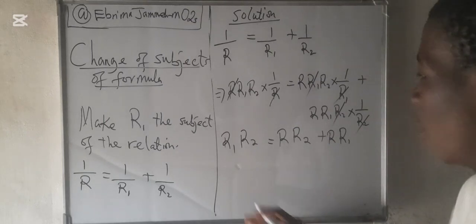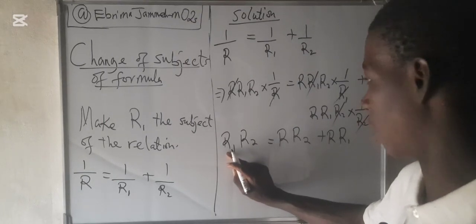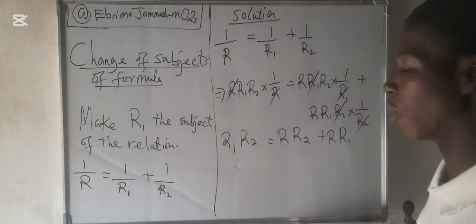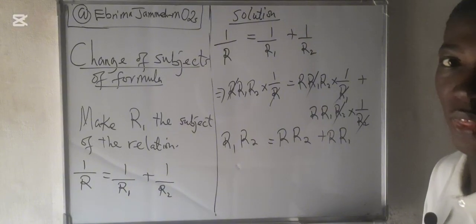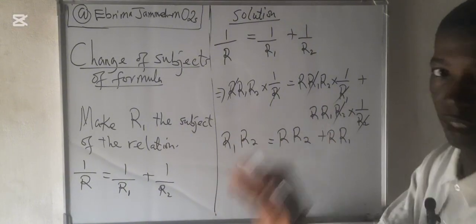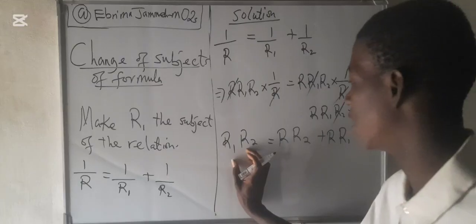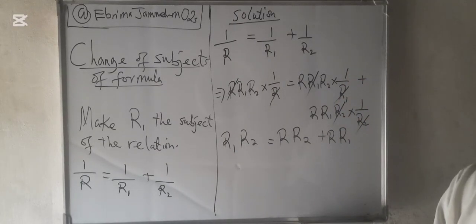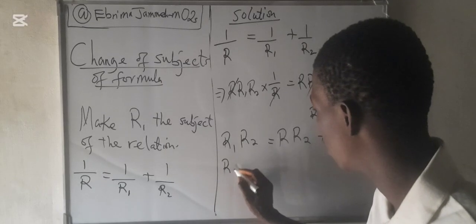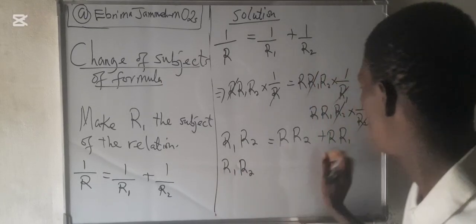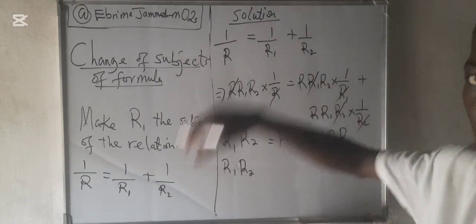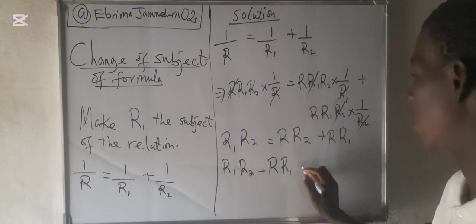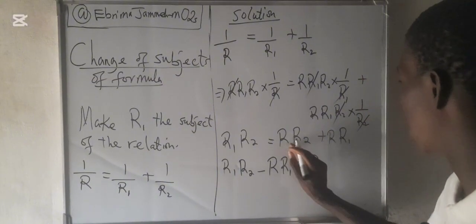Now, remember we are asked to make R1 the subject. To make R1 the subject, we need to arrange the terms containing R1 aside. Obviously, this term contains an R1 while the other one also contains an R1. So we need to arrange it aside. So this is R1 R2. This is R1, so we transpose it to the other side. That will be minus R1 R, is equal to R2.